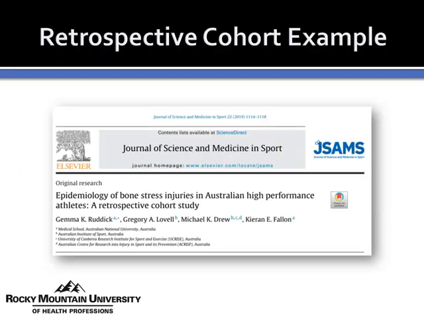Here's an example of a retrospective cohort study. Why would you say it's a retrospective cohort study? Well, for one, oftentimes the authors put it in the title. And so imagine what this would look like here. Epidemiology of bone stress injuries in Australian high-performance athletes. So maybe what they found is after a while, individuals were developing bone stress injuries. And so what they did is they then went back in time to take a look at some measure.